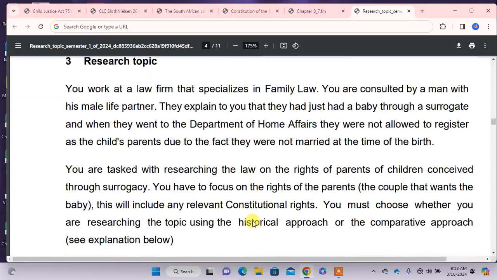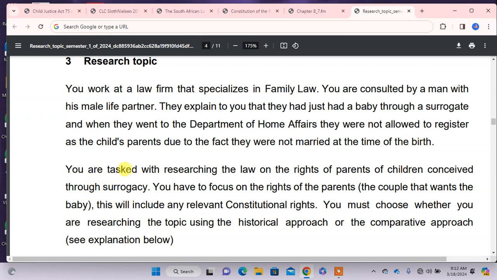Let's read it together. You work at a law firm that specializes in family law. You are consulted by a man with his male life partner. Note down that we are talking about a man who has a relationship with another man in a love partnership. They explain to you that they had just had a baby through a surrogate. It means that they have found someone, a woman, so that they can have a baby. And when they went to the Department of Home Affairs, they were not allowed to register as the child's parents due to the fact that they were not married at the time of the birth.